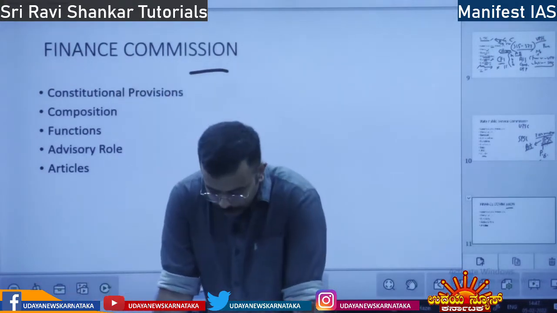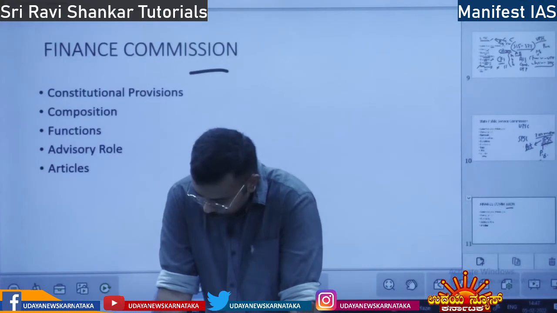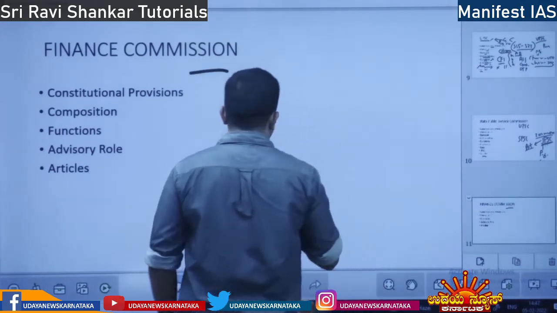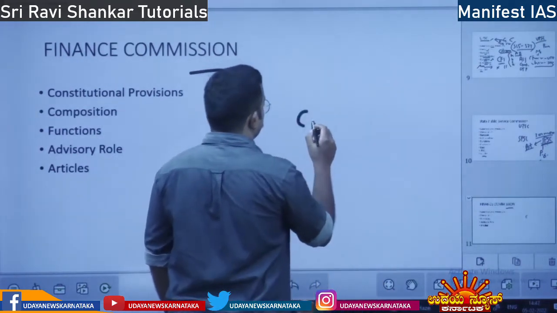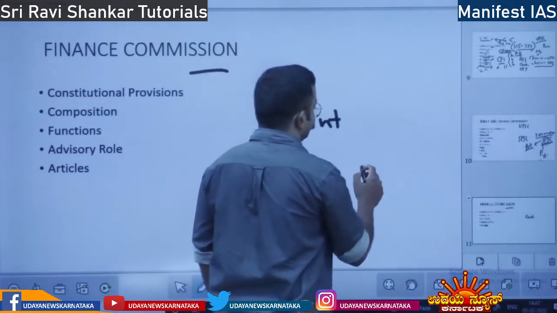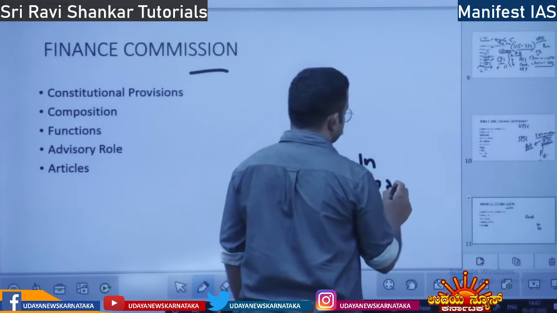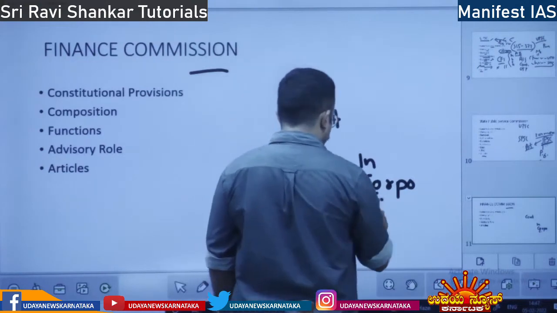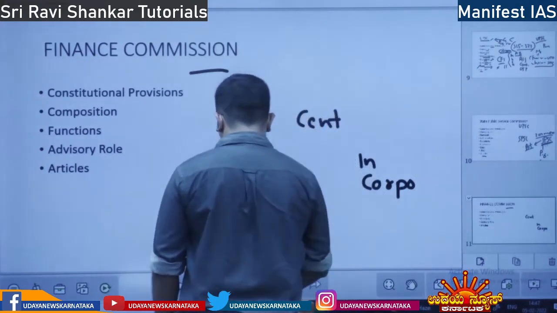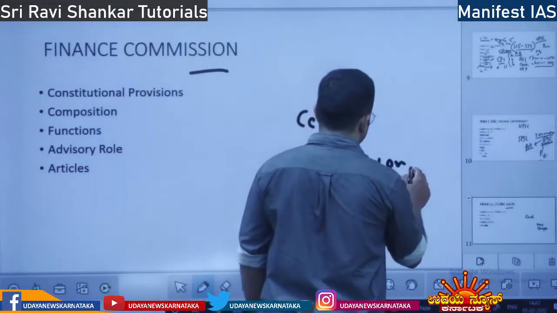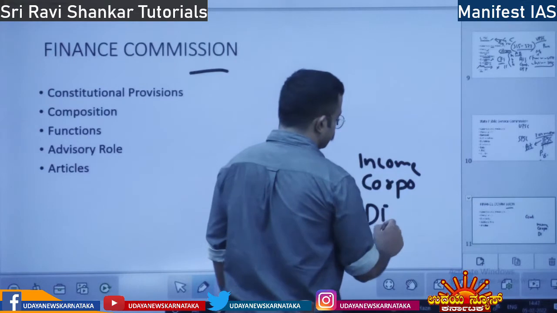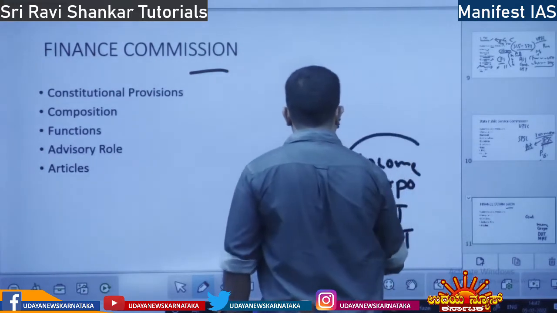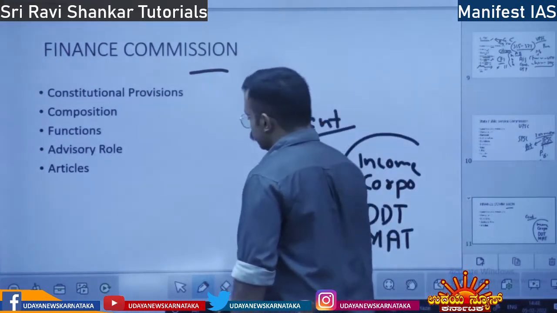Finance Commission. So what does the Finance Commission do? The central government collects revenue: income tax, corporation tax, dividend distribution tax, minimum alternate tax, MAT, and many taxes. Cesses go exclusively to the central government. Even indirect taxes are collected by the central government.